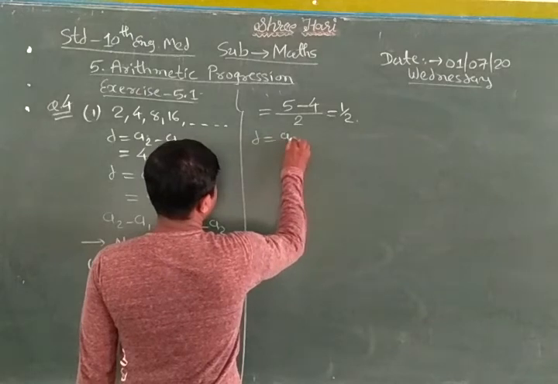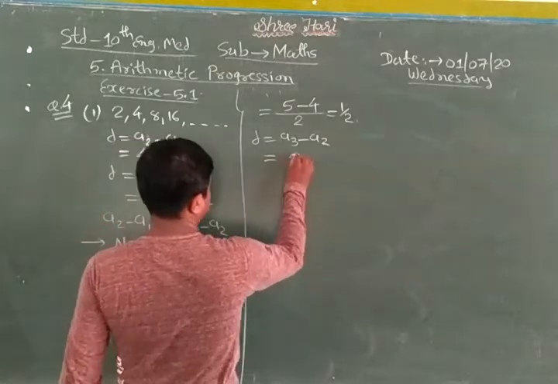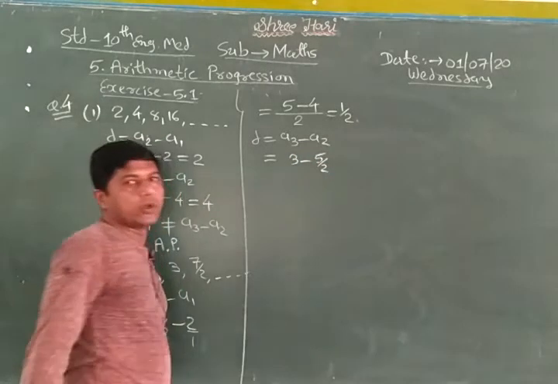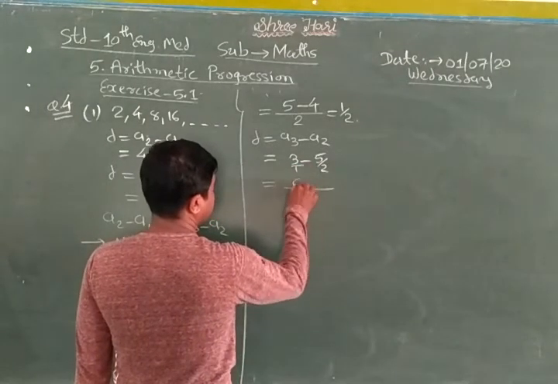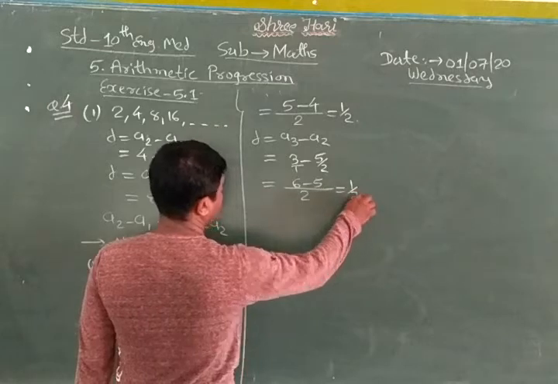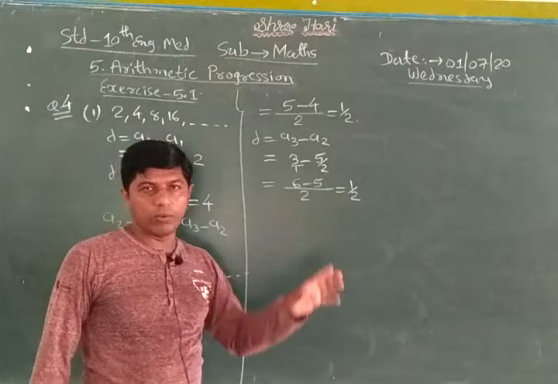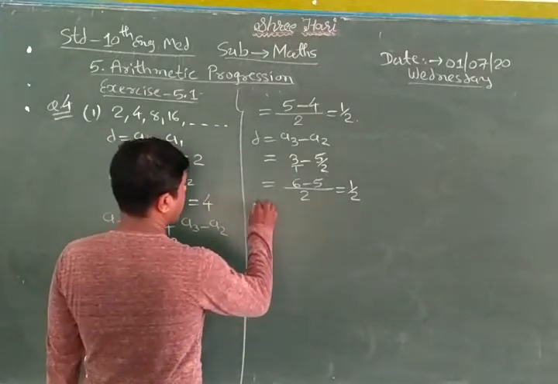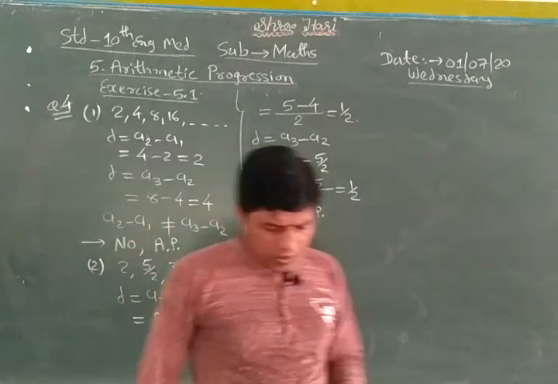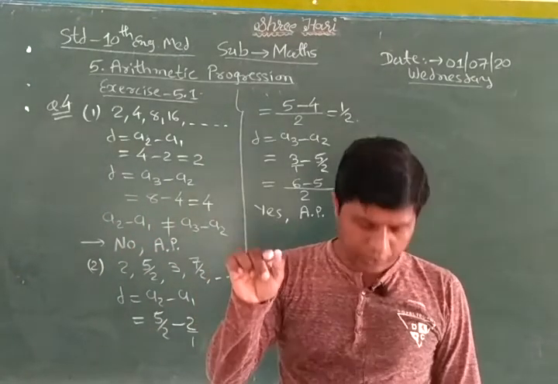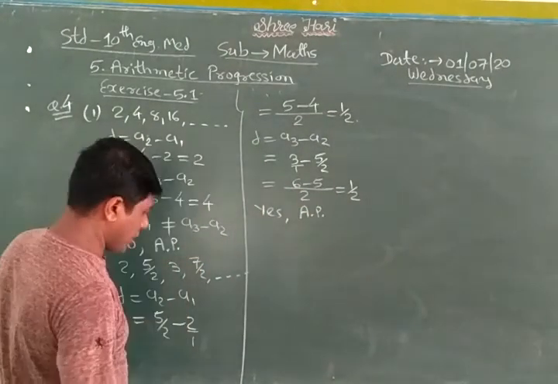Now second, we check whether the difference is the same or not. D is equal to A3 minus A2, 3 minus 5 by 2. First take the LCM. Cross multiply: 2 threes are 6, 5 ones are 5, 1 by 2. It means this D is 1 by 2 and this D is 1 by 2. Both are same. So we can say that yes, it is an arithmetic progression. Now in the question, if yes, write 3 more terms.